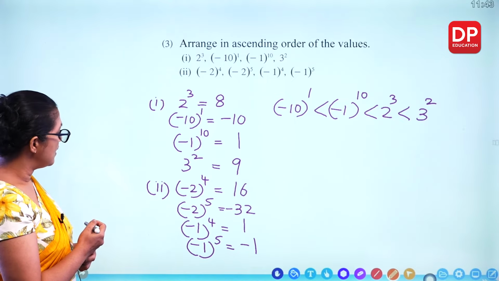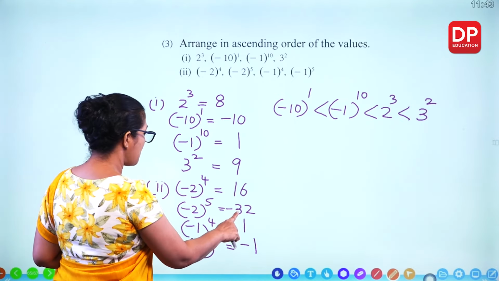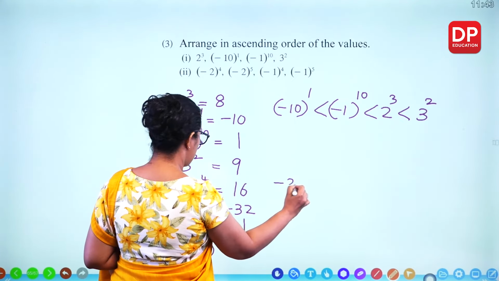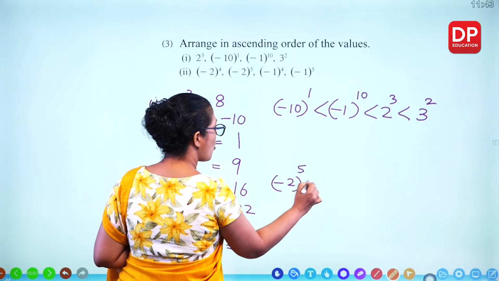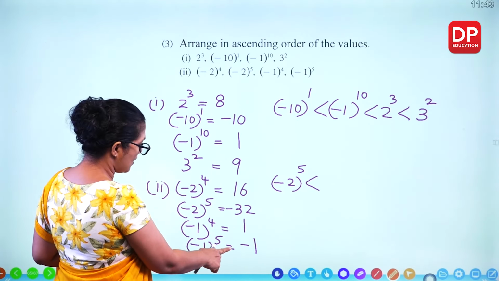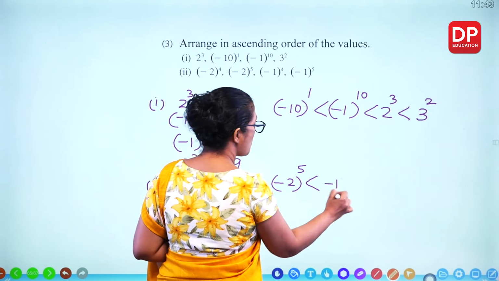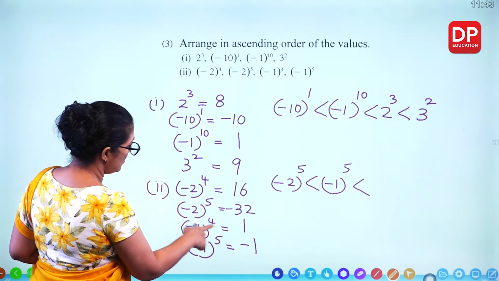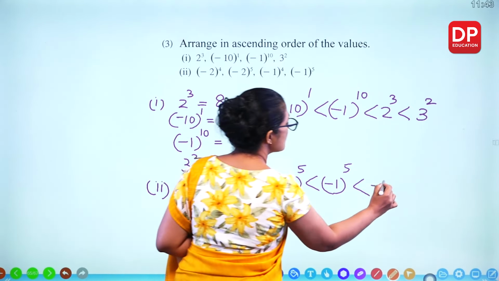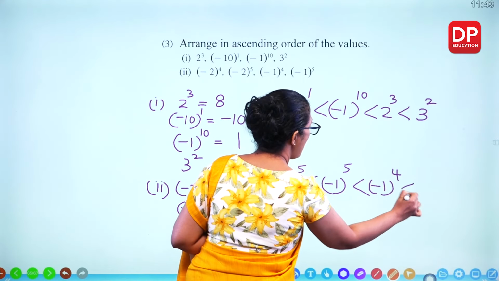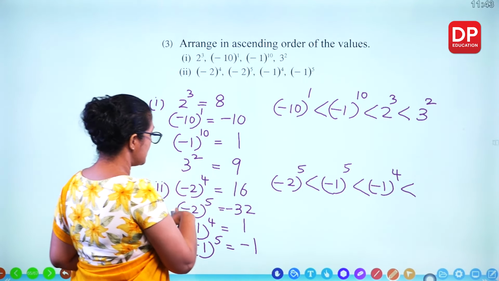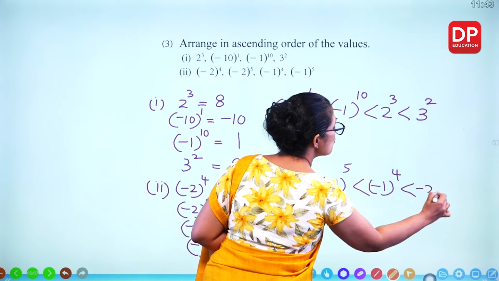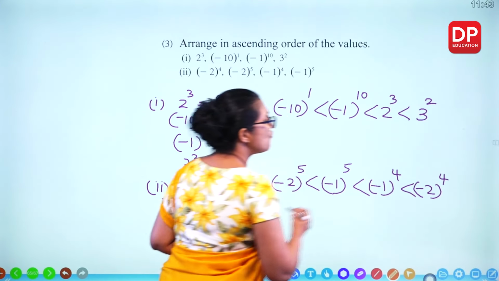So what's the smallest one? Negative 32. So negative 2 to the power 5 is the smallest one. What's the next one? Minus 1, that's minus 1 to the power 5. The third one is 1, minus 1 to the power 4. And the largest one is 16, that's minus 2 to the power 4.